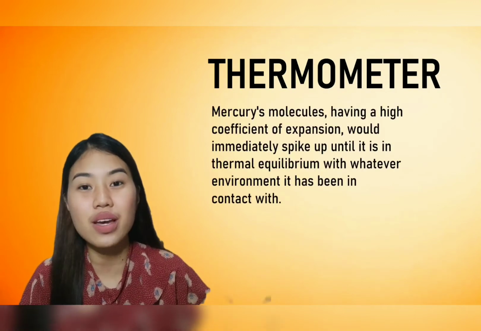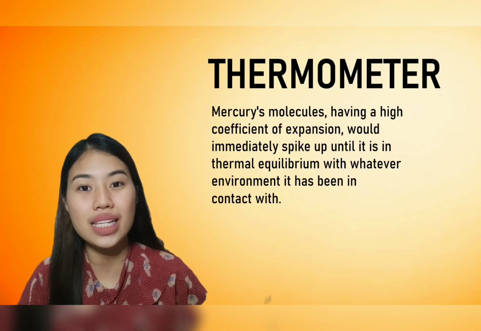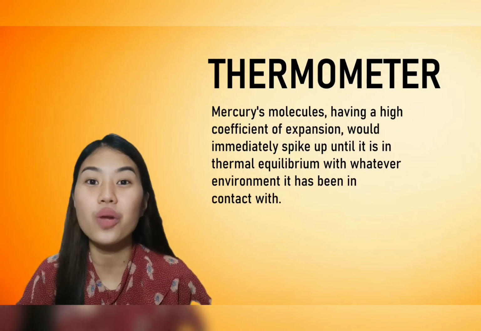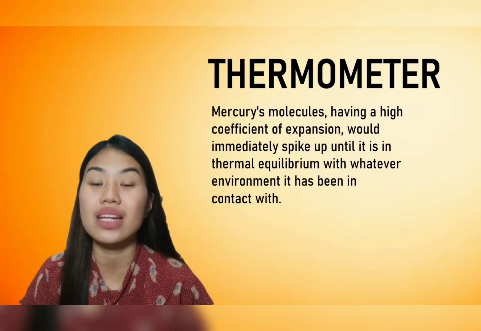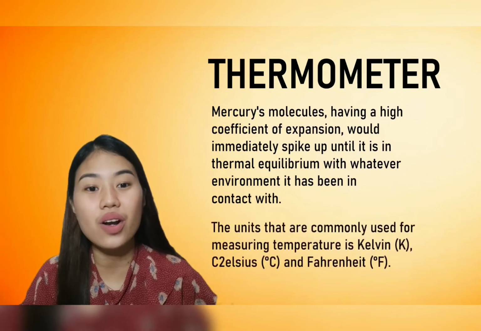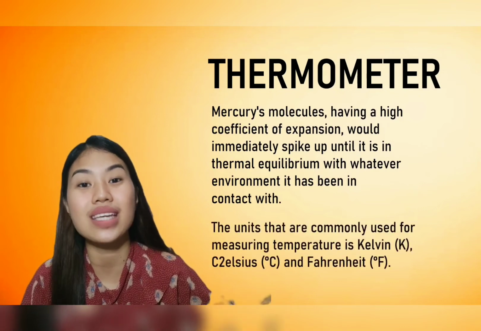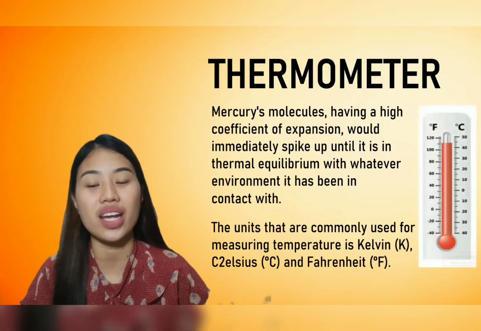Mercury molecules, having a high coefficient of expansion, would immediately spike up until they are in thermal equilibrium with whatever environment they have been in contact with. The units commonly used for measuring temperature are Kelvin, Celsius, and Fahrenheit.